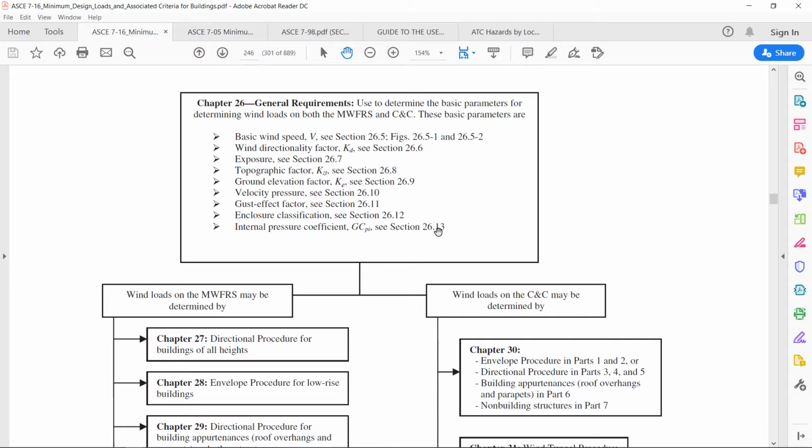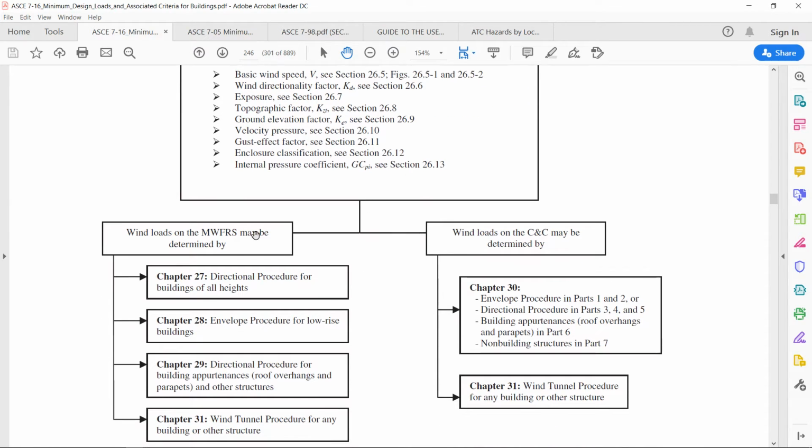So that means now a very systematic way is presented and all the steps are listed over here. Once you define the general requirements, then you go in either of two ways. Either you are applying the load on the main wind resisting system, or you are defining wind load on components and cladding.